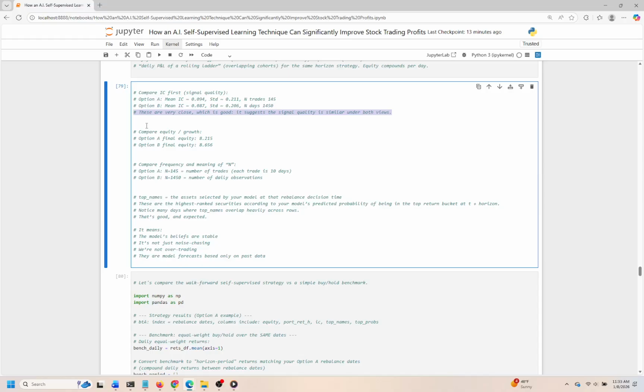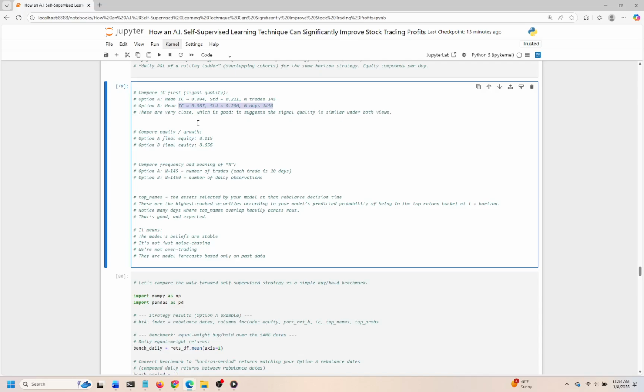We start by examining the information coefficient, or IC, which is essentially a measure of how accurate our forecasts are. For option A, the mean IC is approximately 0.094, with a standard deviation of 0.211 from 145 trades. In contrast, option B presents a mean IC of about 0.087 and a standard deviation of 0.206, drawn from 1,450 daily observations. The closeness of these values suggests that the predictive quality of the model remains strong regardless of which view we adopt, a point that is quite reassuring for anyone using these metrics in practice.